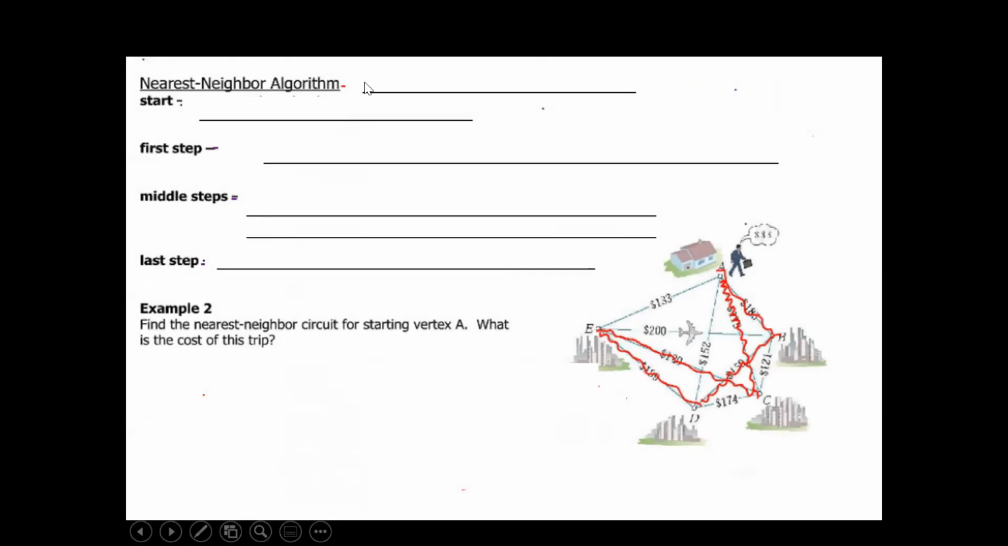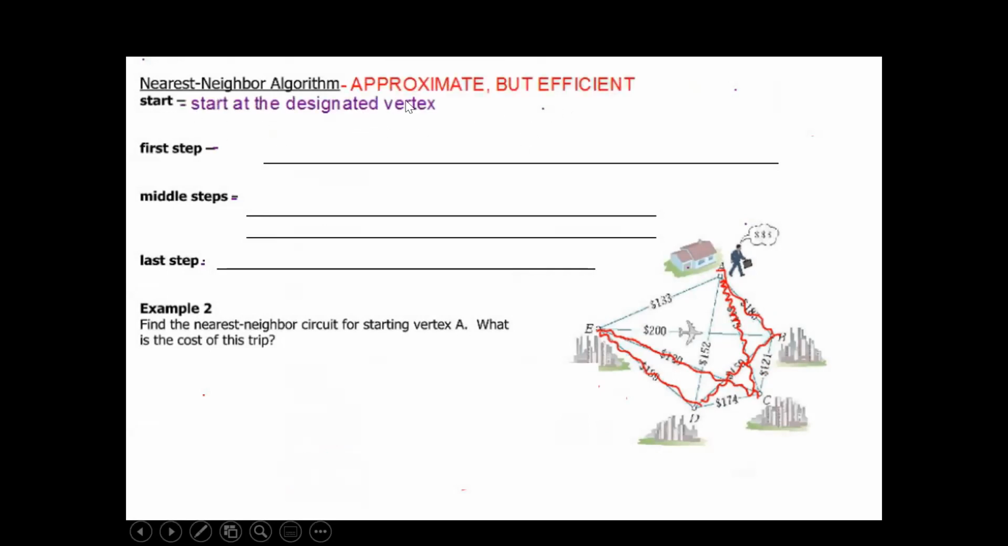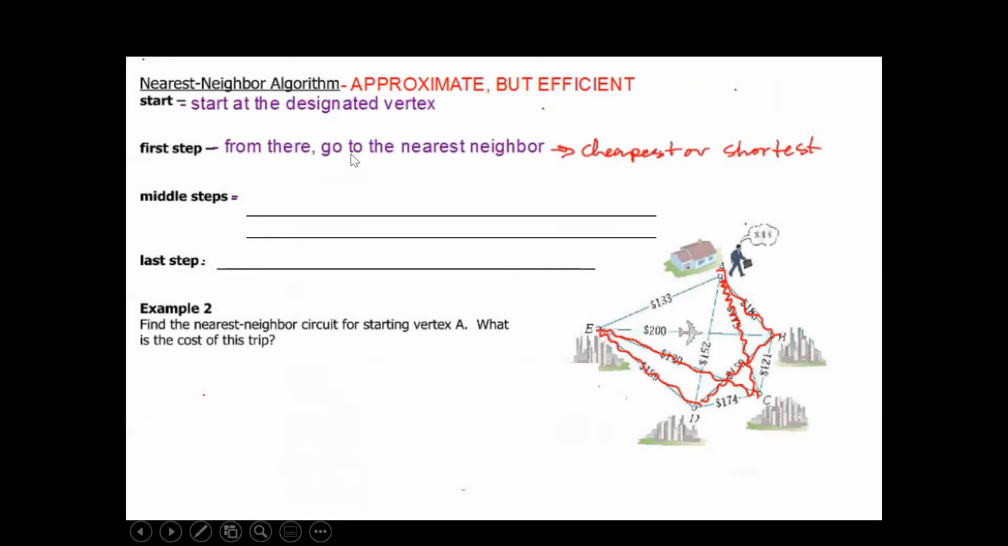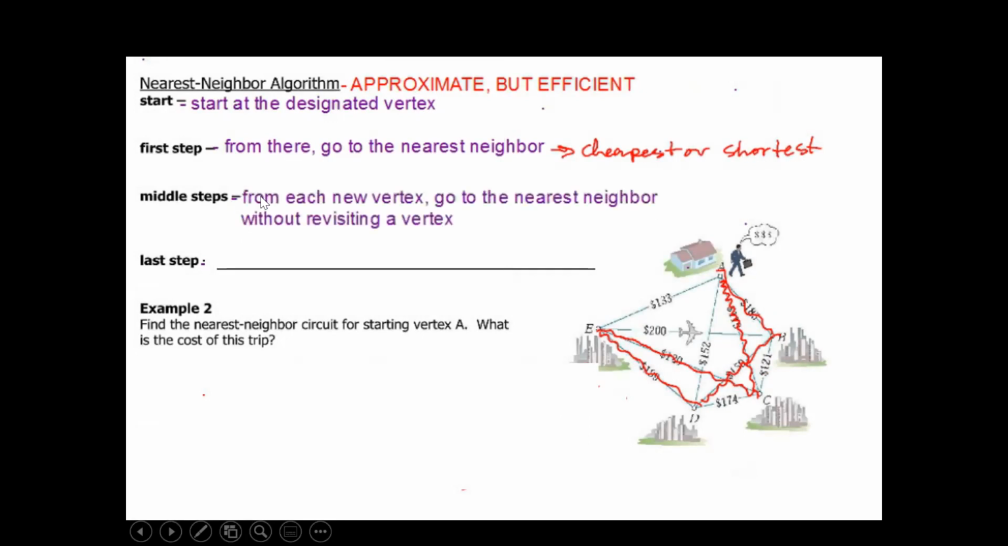The nearest neighbor algorithm is approximate but efficient, and you start with a designated vertex. The first step involves going from there to the nearest neighbor, or the cheapest or shortest route. The middle step is from each new vertex, go to the nearest neighbor without revisiting a vertex. And the last step is once all the vertices have been visited, then you simply go home.